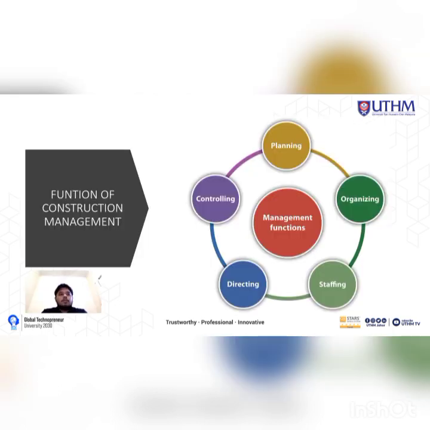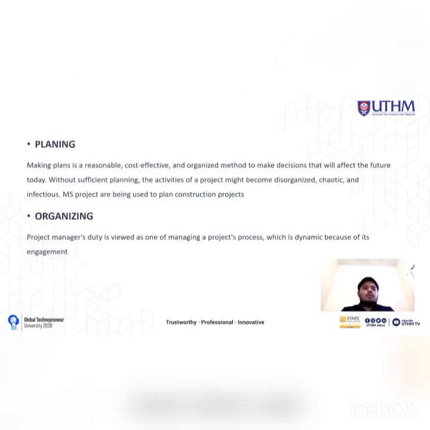So for the next, we go to the functions of construction management. There are 5 functions. First, planning, organizing, staffing, directing, and controlling. So for the planning, making a plan is a reasonable, cost-effective, and organized method to make a decision that will affect the future today. Without sufficient planning, the activity of a project might become disorganized, chaotic, and ineffective. MS Project is being used to plan construction projects.